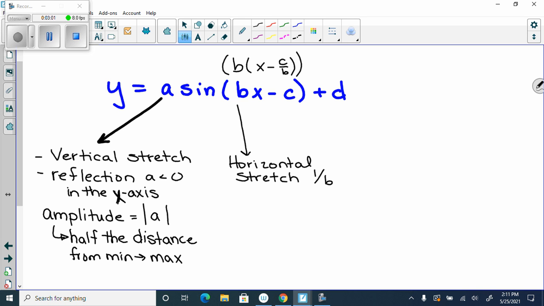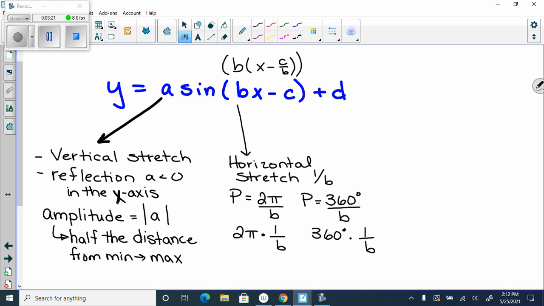The B also helps me get the period. The period of the graph is 2 pi divided by B, or if it's in degrees, it'd be 360 divided by B. Or what we can do is go 2 pi times the horizontal stretch, or 360 times the horizontal stretch, because we would be multiplying by the horizontal stretch.